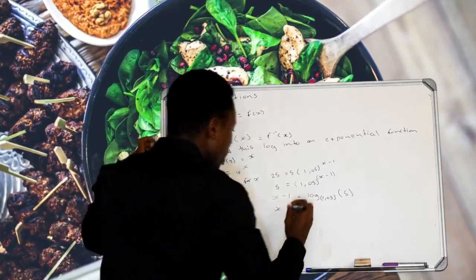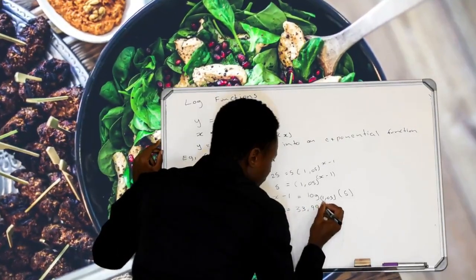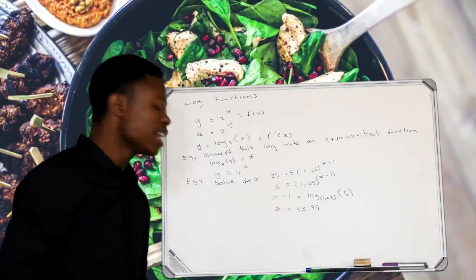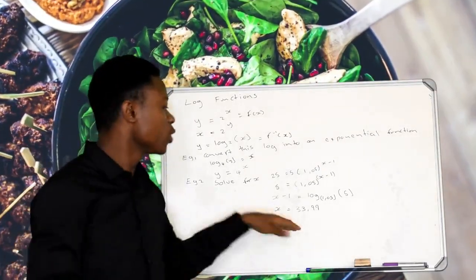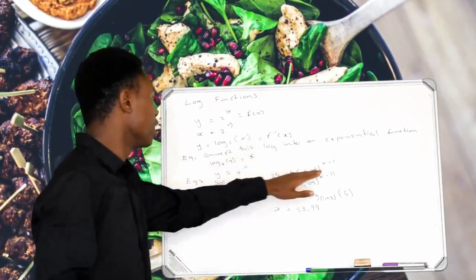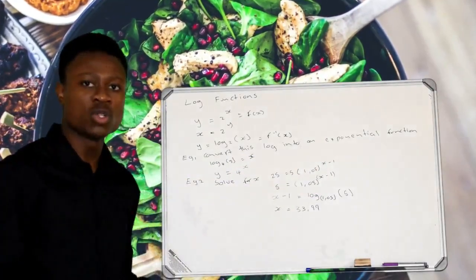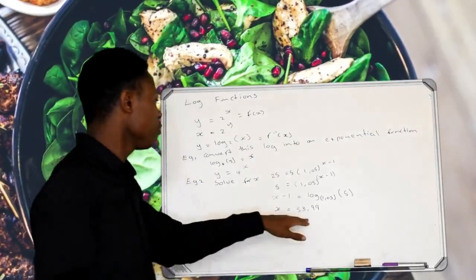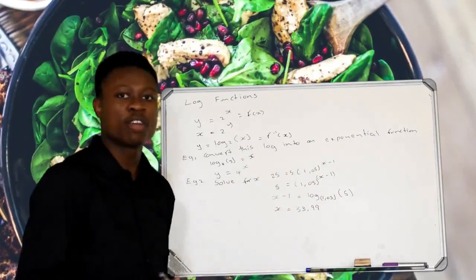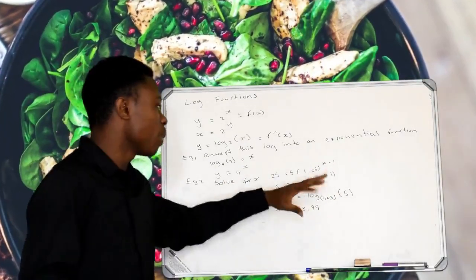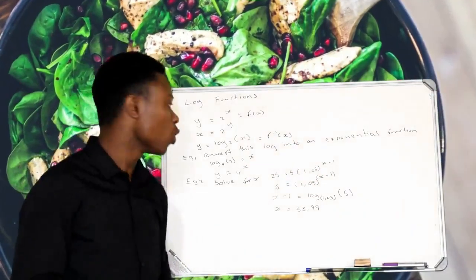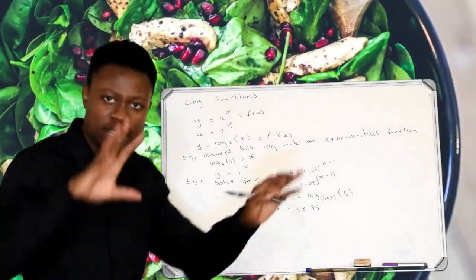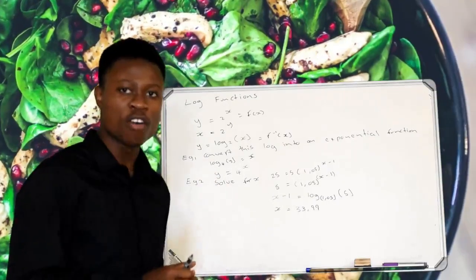The value of this gives me 33.99. My answer for x is 33.99. If you want to check that I'm not telling you nonsense, put it in your calculator. Put that value in for x and see if it gives you a value very close to 25. If you put in the exact value of the log, you'll get exactly 25. But if you put in 33.99, you might get something like 24.5, but very close to 25, because you rounded off.